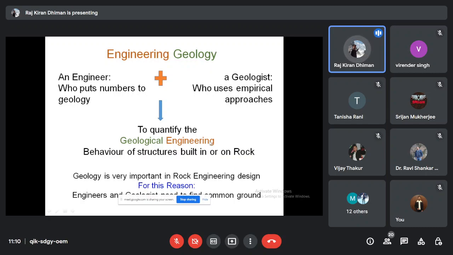Basically, engineering geology, as shown in this slide, is to quantify the geological engineering behavior of structures built in or on rock. In today's modern world, a lot of tunnels, dams, and highways in mountainous areas are being constructed. My father is a mechanical engineer, and some people in my family are civil engineers, so I used to think that civil engineers are the only people working there.